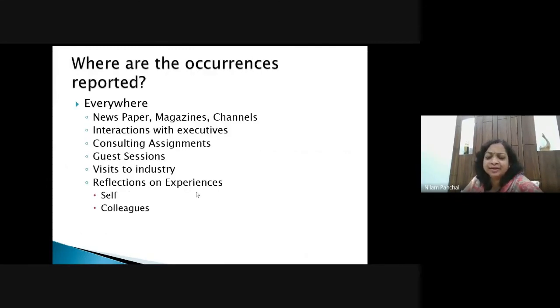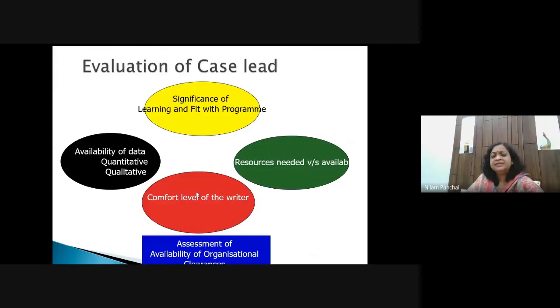Then where are the occurrences reported? It is reported everywhere: newspapers, magazines, channels, interaction with executives, consulting assignments, guest sessions, visits to the industry, and so on and so forth. It can also be a reflection on the experiences of yourself and your colleagues.